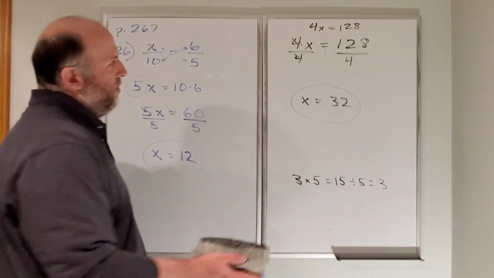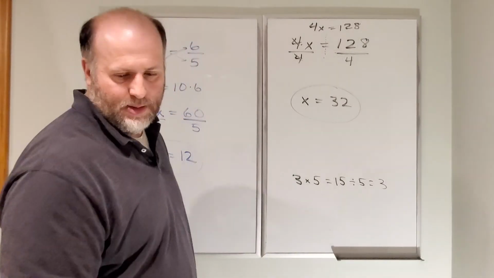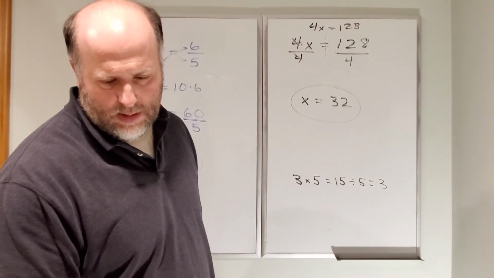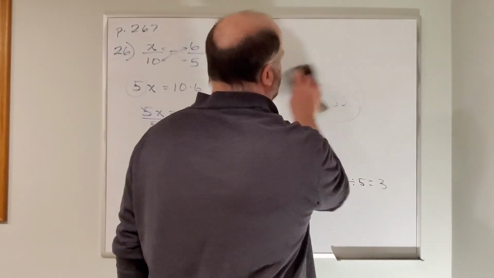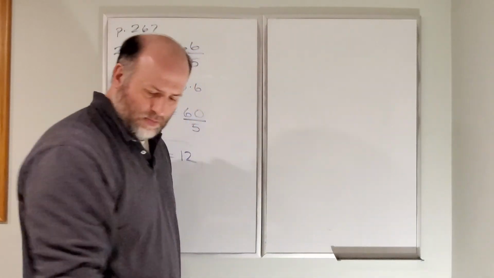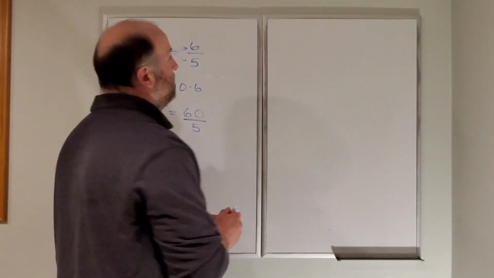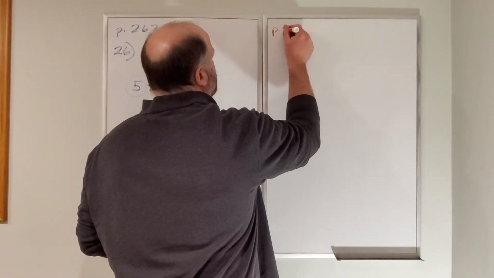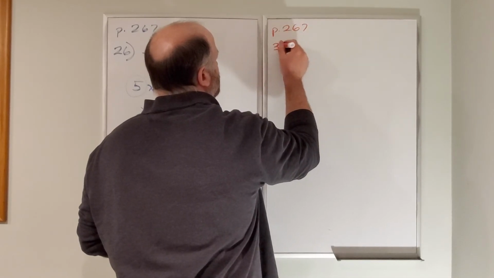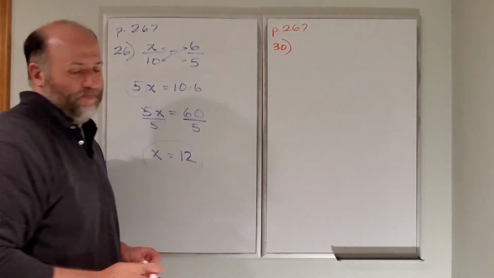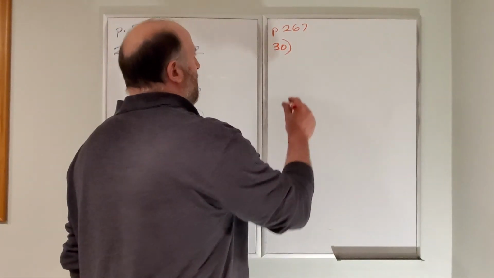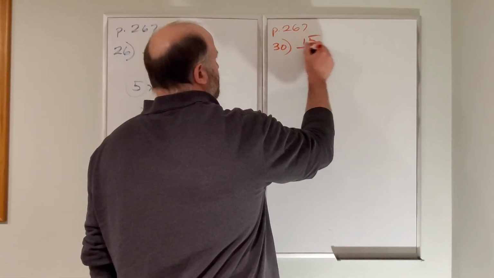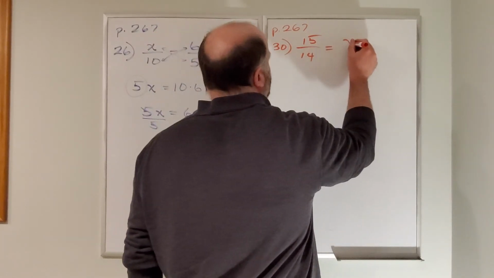What about problem, let's see, let's do problem 30. So problem 30, we have 15 is to 21 as x is to 14.